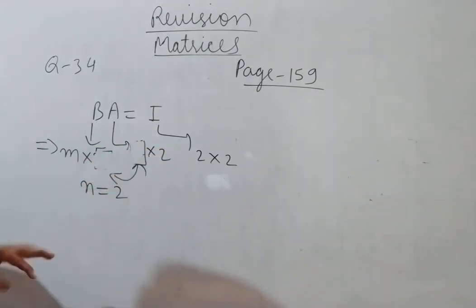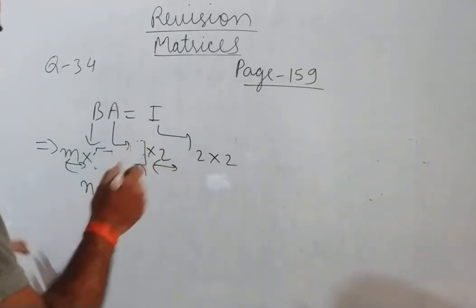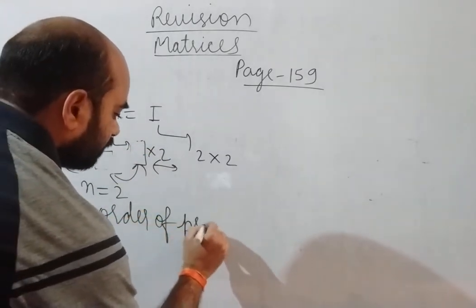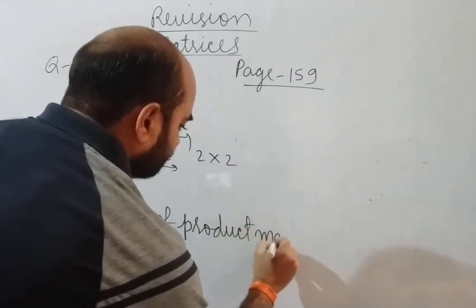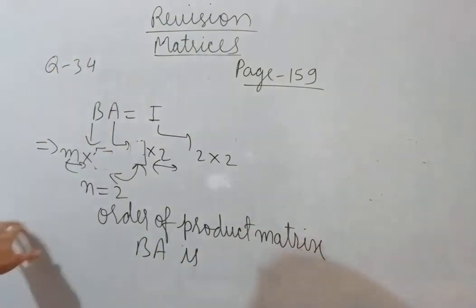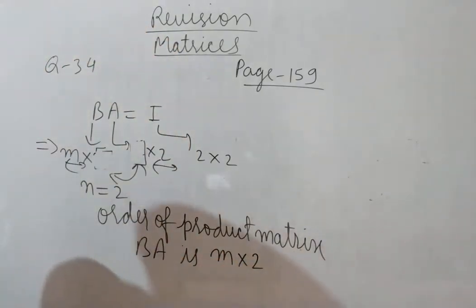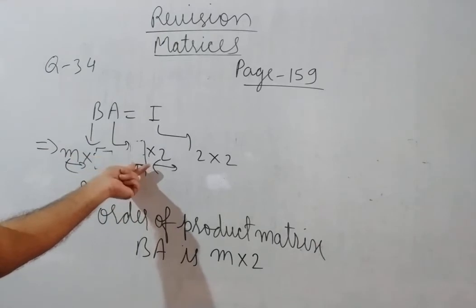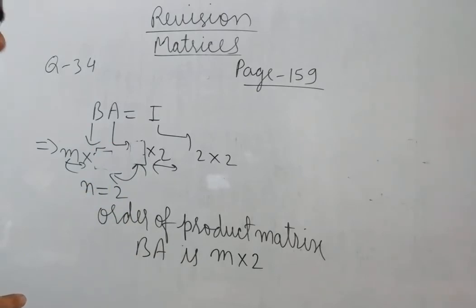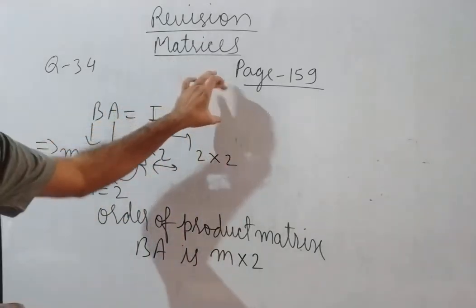Now what is the order of the product matrix? N is equal to 2, done. Now the order of the product matrix for BA will be M, and here 2. It means M by 2. Correct? The condition that columns of the first equal rows of the second tells whether these two matrices can be multiplied or not. After that, M and 2 means that after multiplication we are going to get a third matrix.